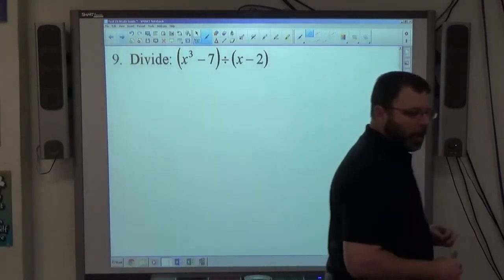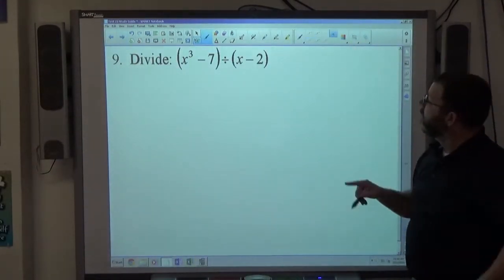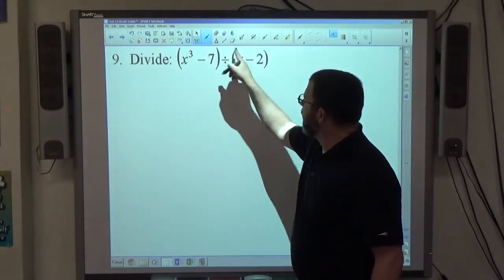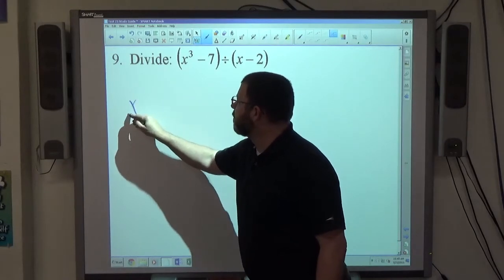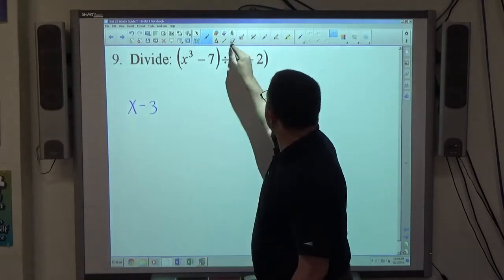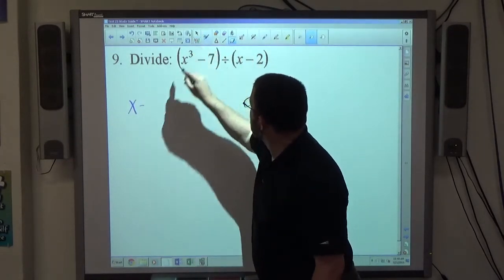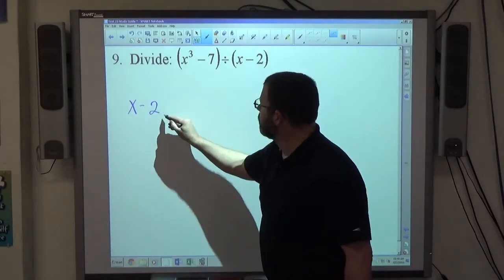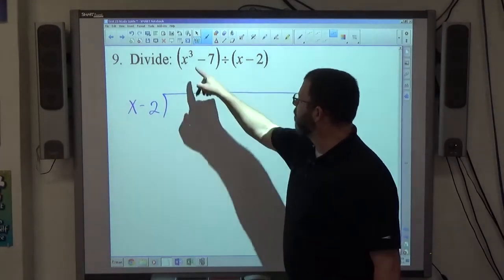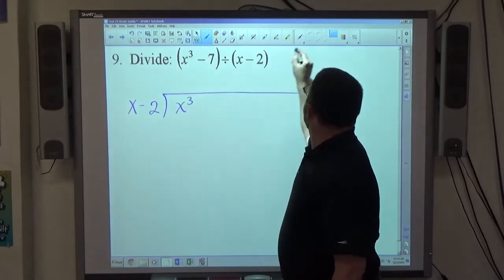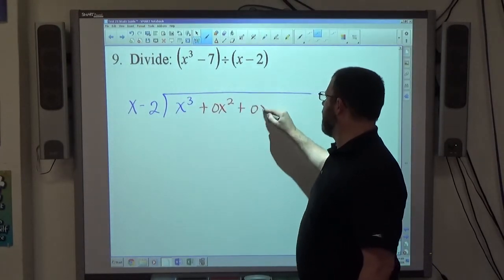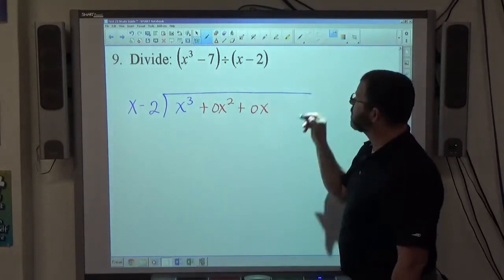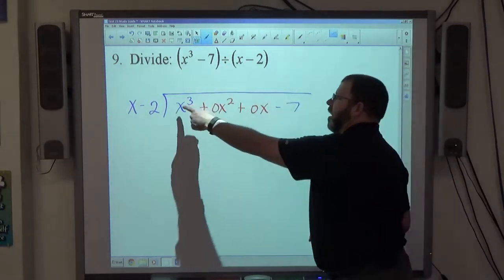Number 9, division of polynomials. We're dividing this polynomial by that. X squared and x to the first are both missing from this. So the divisor, what we're dividing by, goes outside. X minus 2. What we're dividing into goes inside, x cubed. And I'm going to put a plus 0x squared and plus 0x to account for the missing powers of x, and then minus 7. So x cubed minus 7.